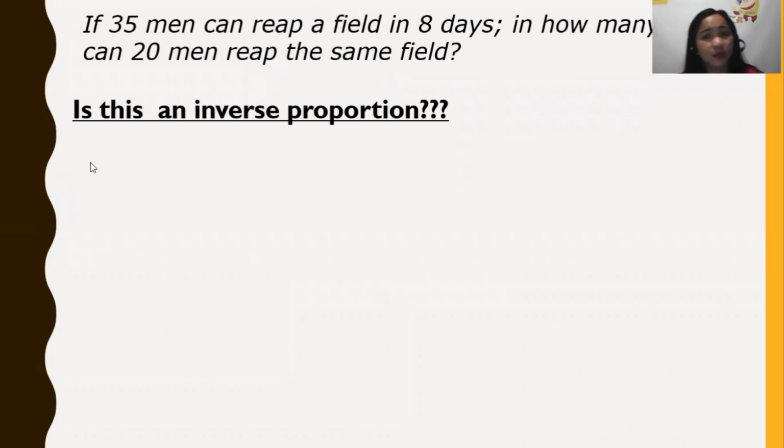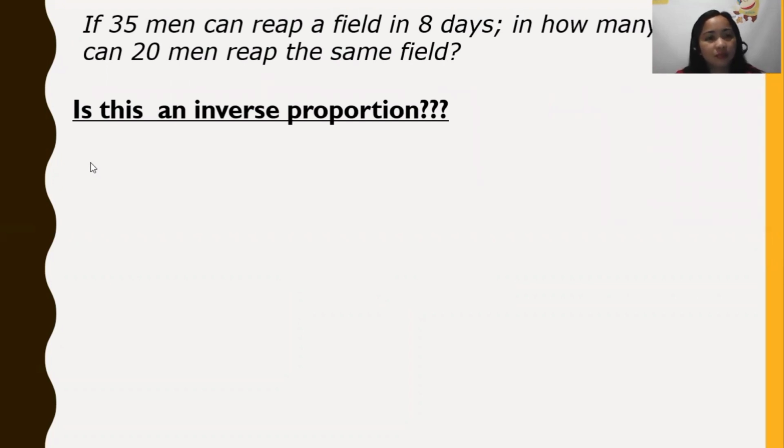Kasi, dito, kung i-imagine niyo habang dumadami yung nagwo-work, di ba? Habang dumadami yung nagwo-work, anong mangyayari doon sa tinatrabaho nyo? Siyempre, mabilis siyang matatapos. Pero kung uunti yung nagwo-work, anong mangyayari sa trabaho mo? Mas matagal mo siyang matatapos. So, this is an example of inverse proportion.